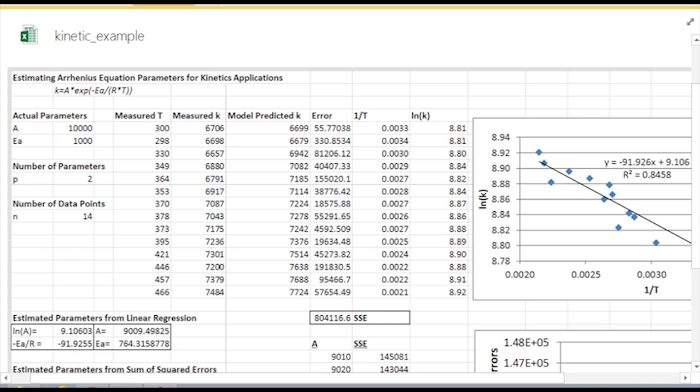This is a step-by-step tutorial on using nonlinear confidence intervals. I'm going to run through an example, which is an Arrhenius expression using A and EA as my parameters. Those are the ones that I can adjust to fit a model.